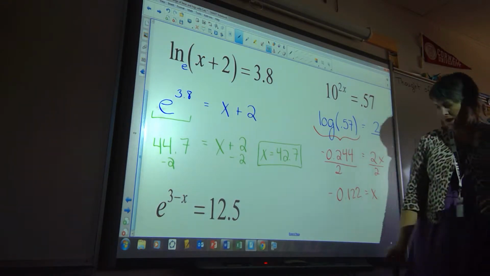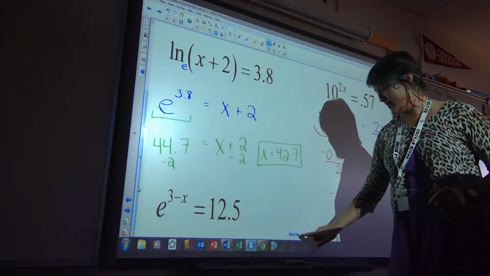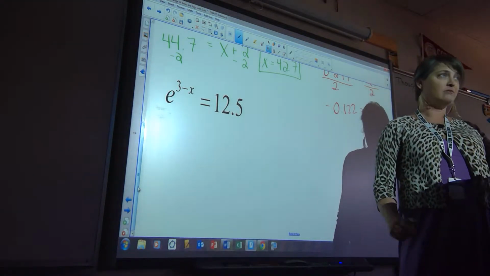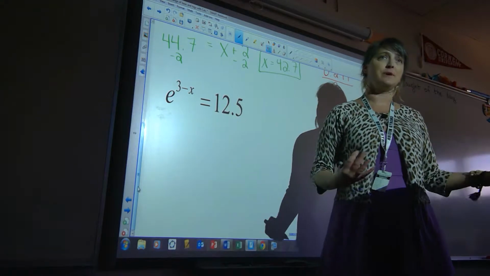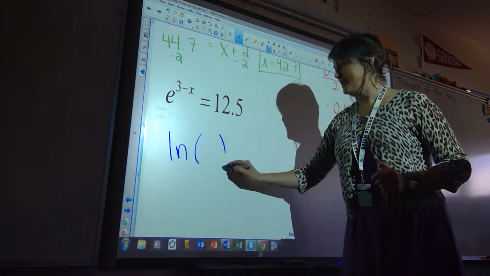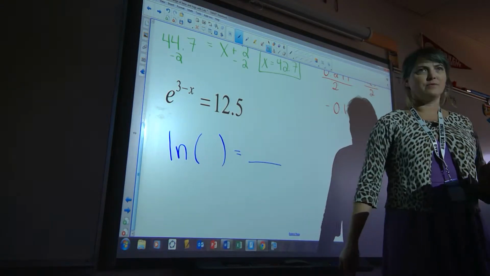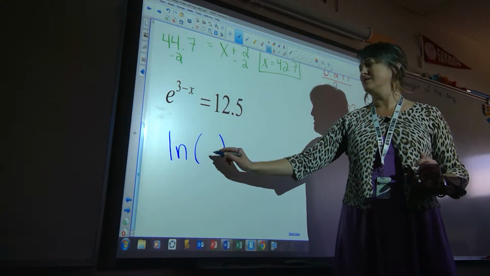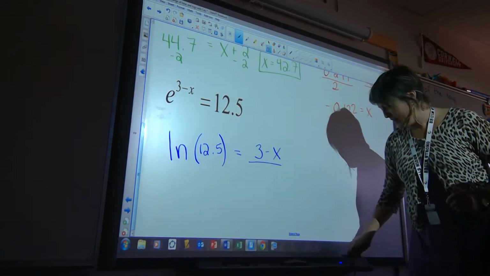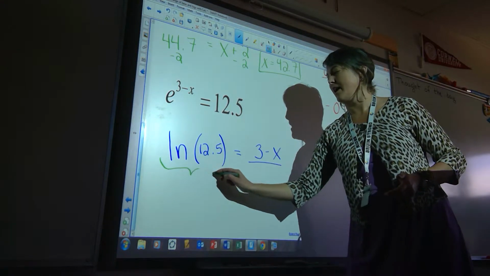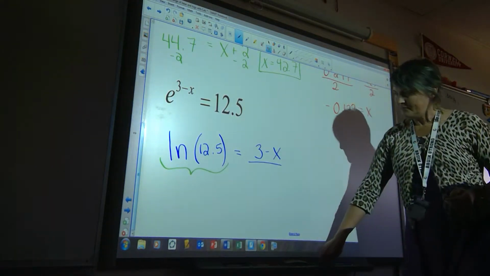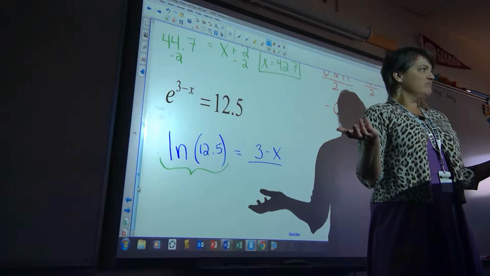All right. For this last one, let's see. We would rewrite this as a log. Again, good practice for today. What kind of log would it be? Natural log. And there will be something in the natural log, and then it will equal something. What goes in the log? 12.5. And then the 3 minus x goes over here. You would then reach for your calculator and use your calculator to figure it out. Okay. So far, so good? Yeah.